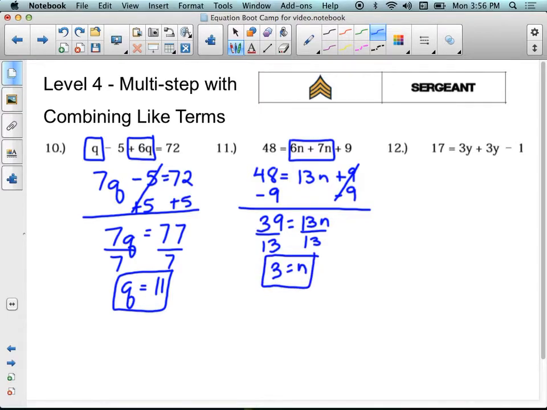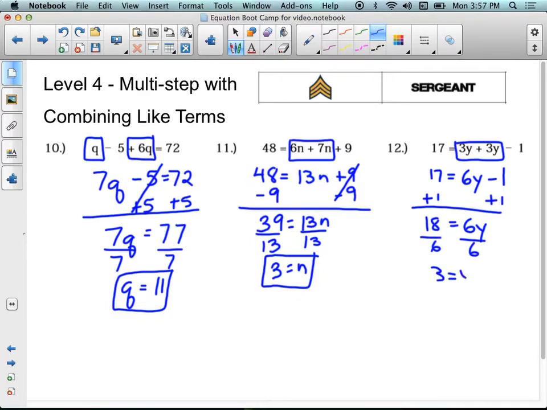Okay? Let's take a look at number 12. Again, we're going to combine like terms in order to get a two-step equation that we know how to solve. 3y plus 3y is 6y. Now I want to eliminate my constant term that's over on the same side with my variable term, which would be the minus 1. I'll do plus 1 on each side. I'll get 18 equals 6y. Looks good. Now I've got 6 times y. To eliminate the 6, I will divide both sides by 6 and get 3 equals y, also known as y equals 3. Okay?